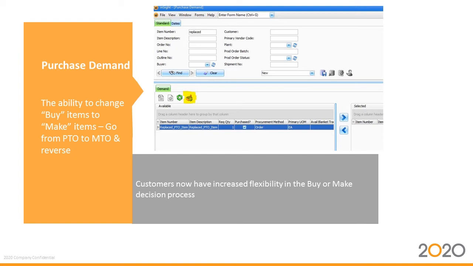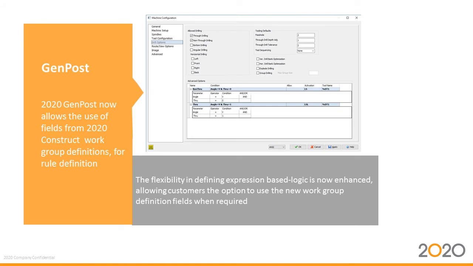We have also added fields from 2020 construct workgroup section for use in drill option rule definition. So the flexibility in defining expression-based logic is now enhanced, allowing you the option to use workgroup definition fields when required. The image shown is machine configuration and drill options, where you add that in.